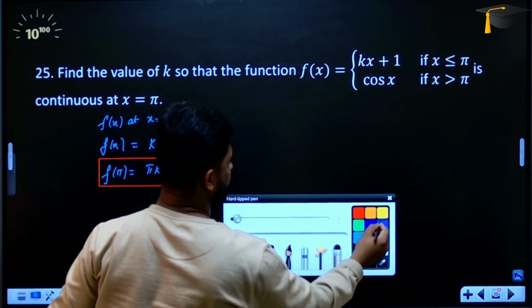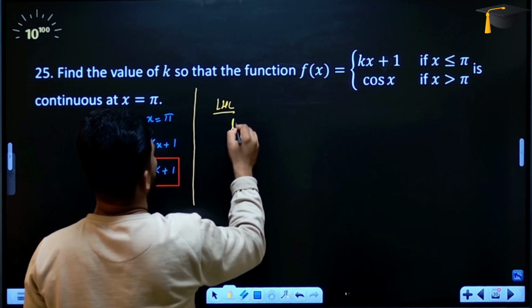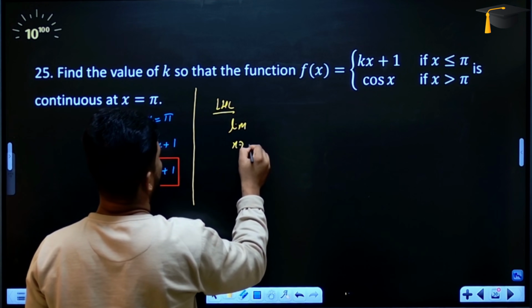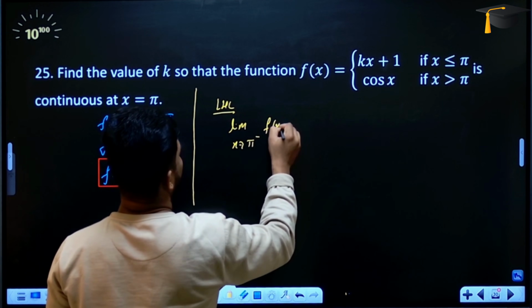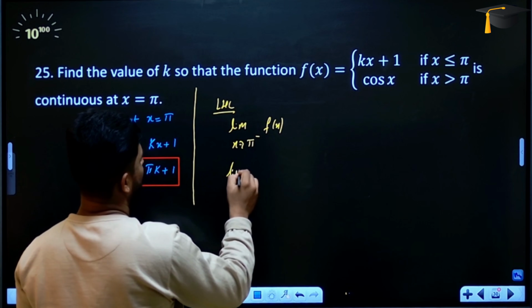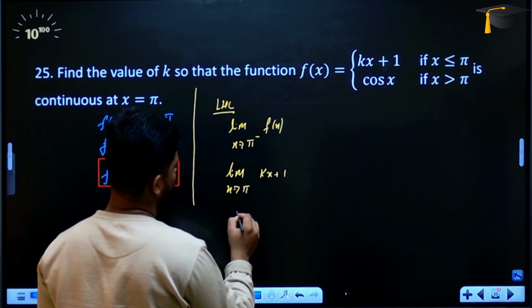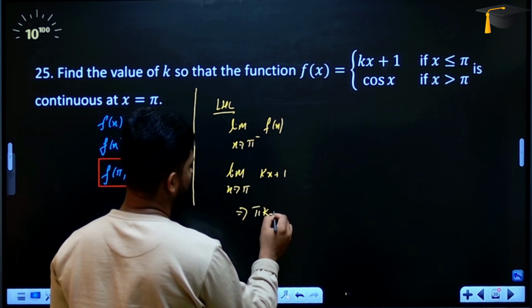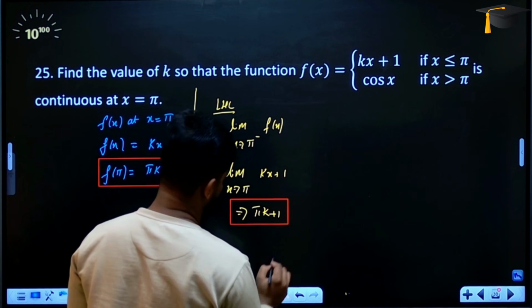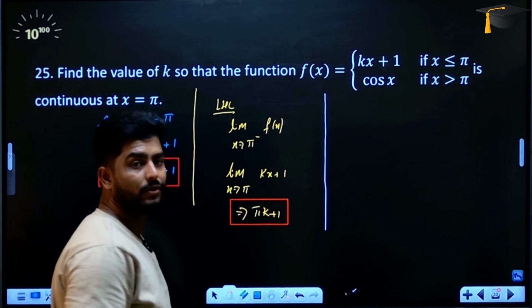Next, LHL. So limit x tends to pi minus f of x. So once again kx plus 1 only, correct? So limit x tends to pi, it is kx plus 1. If you substitute, you get pi k plus 1, children. So this is the second equation. Okay, anyhow it is continuous, nothing to worry. Most of you will get confusion here.